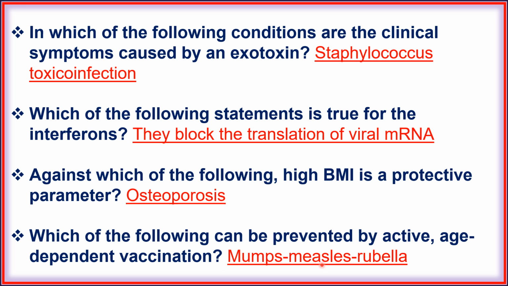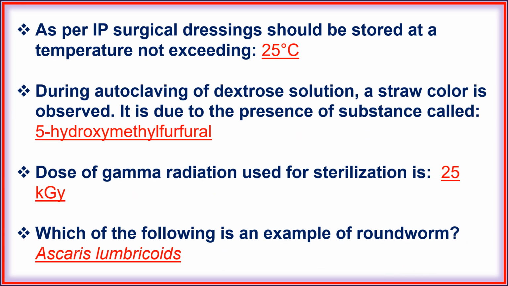Measles, mumps and rubella, MMR. Next, as per IP, surgical dressing should be stored at a temperature not exceeding 25 degrees centigrade. Next, during autoclaving of dextrose solution, a straw color is observed. It is due to the presence of a substance called 5-hydroxymethylfurfural. Next, dose of gamma radiation used for sterilization is 25 kGy.